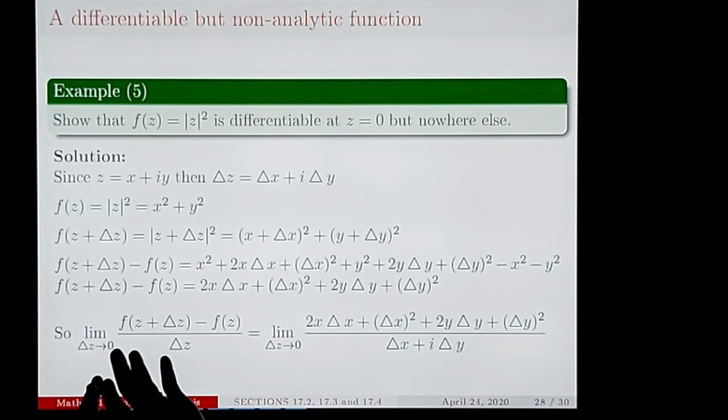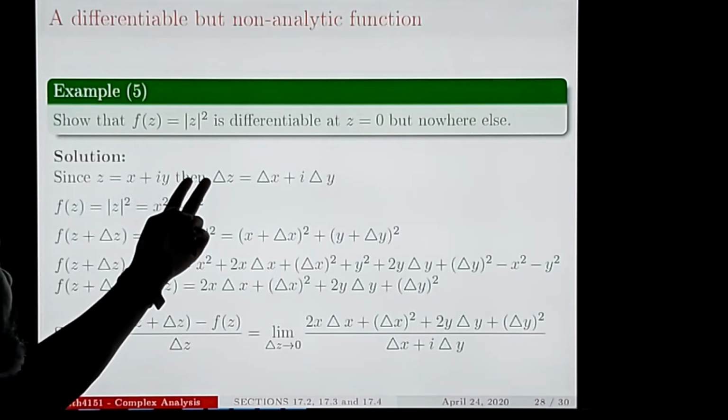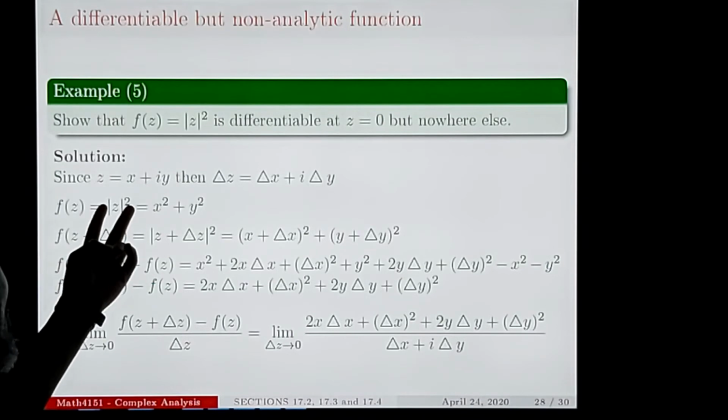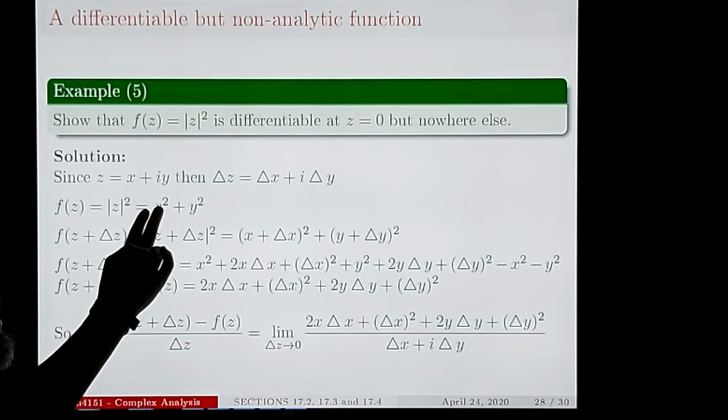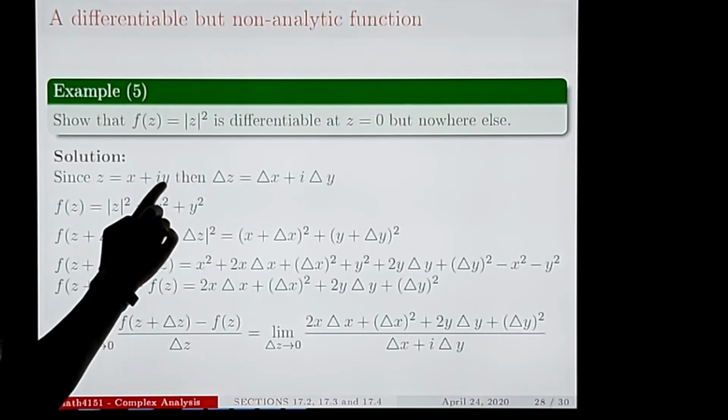Solution: we do the same thing we did previously. What did we do? Well, z is x plus iy, so del z is del x plus i del y. Then f of z, the modulus squared, by definition is the real part squared plus the imaginary part squared, so it's x squared plus y squared.